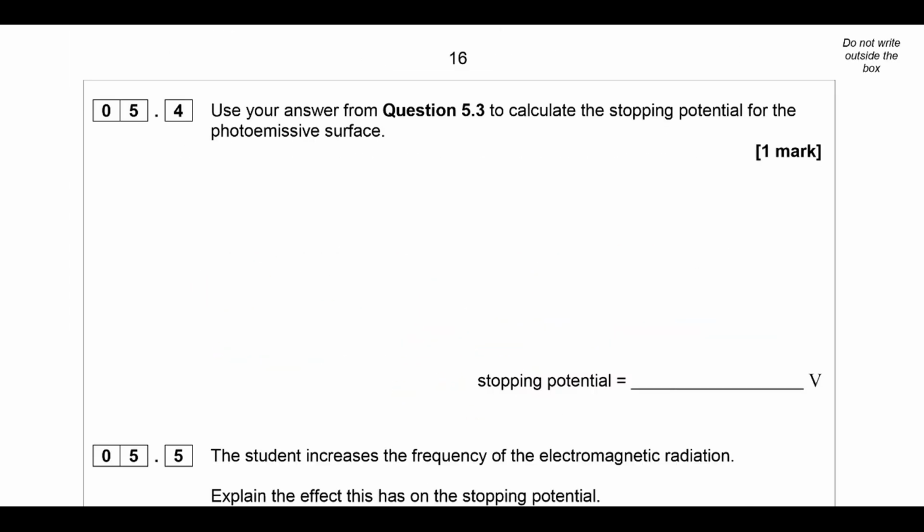Okay, so use your answer to 5.3 to get the stopping potential for the surface. At the stopping potential, the maximum kinetic energy is equal to the work done by the power source. So essentially, to get this, we're going to do kinetic energy divided by the charge of an electron. So our previous answer divided by 1.6 times 10 to the minus 19. We get 0.895, so that's going to be 0.90 volts there.